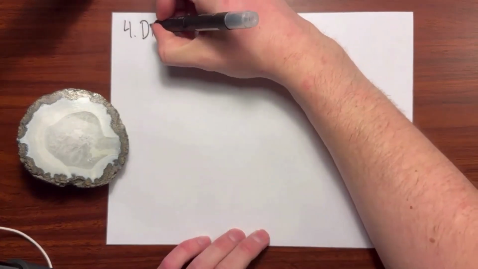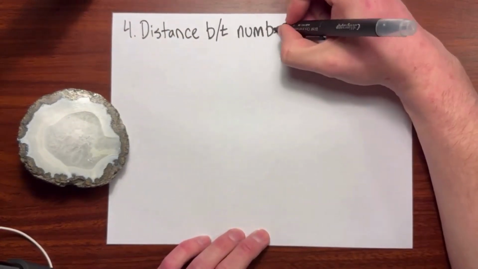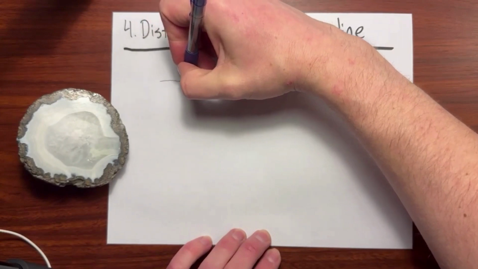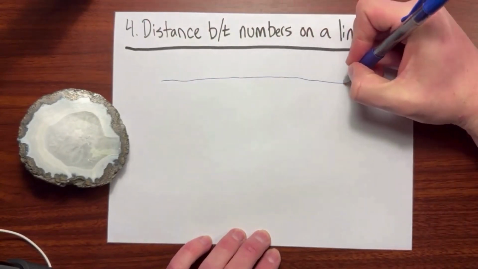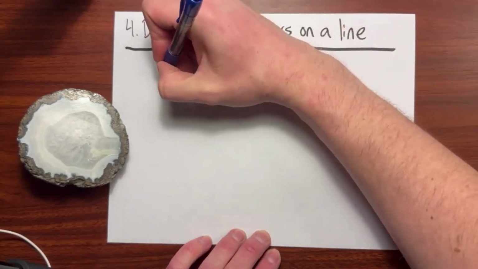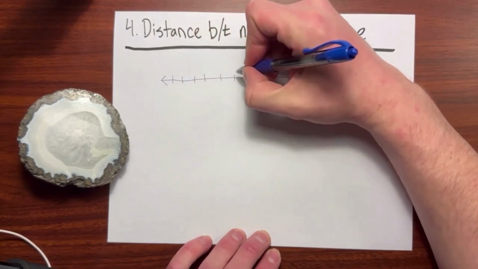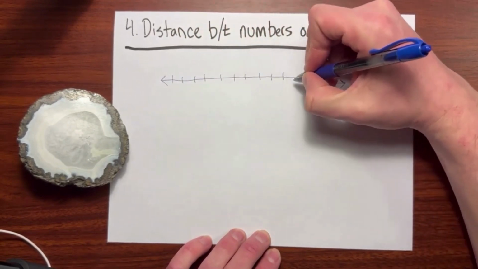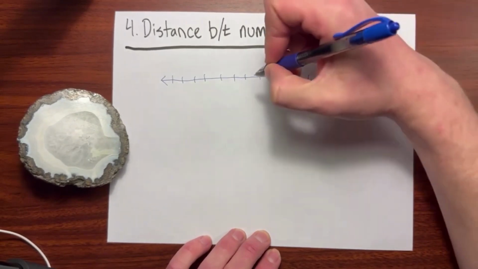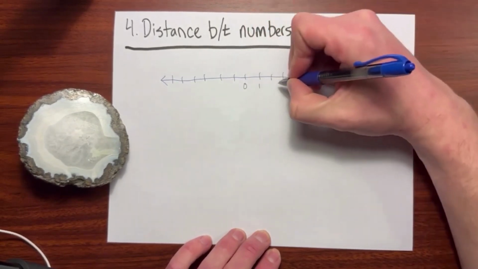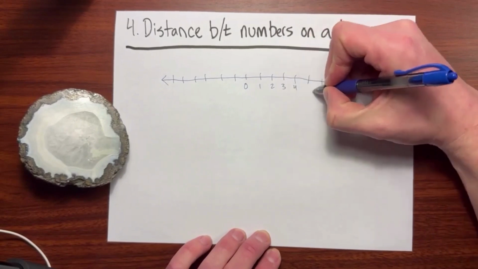Number 4, distance between numbers on a line. So I don't think we need to refer to another video for this one. It's a pretty simple concept. Basically, if you plot out a series of numbers on a line, we're going to go ahead and put 0 in the middle and go forward on one side.